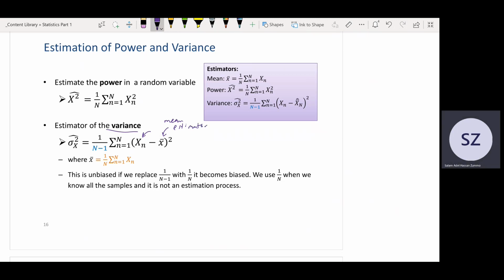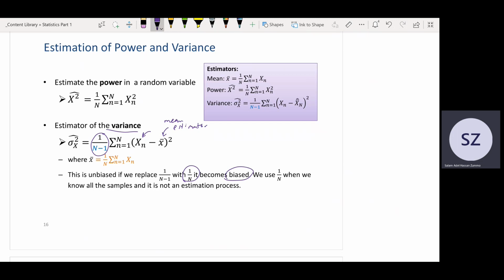Because you don't have the true mean, you cannot subtract the true mean. If you have 10 samples, what you can calculate is an estimate of the mean. But the variance equation is every sample minus the true mean, and we don't have it. The only thing that we can have is the estimated mean. So we subtract every sample minus the estimated mean. Now, when we do this, you need to divide by 1 over n minus 1, not 1 over n. If you divide by 1 over n, it will be a biased estimate.